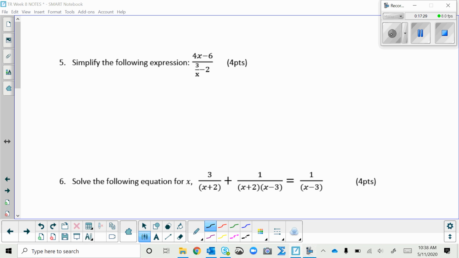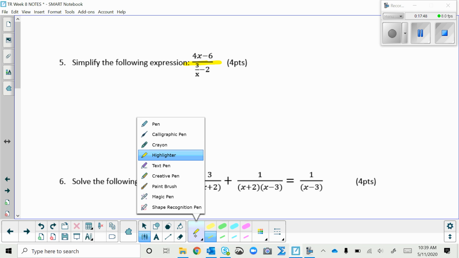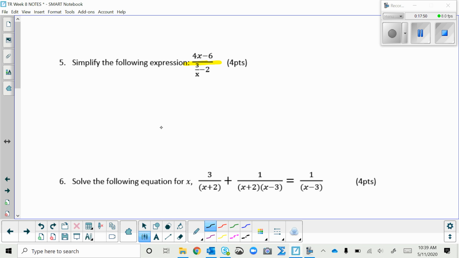All right, so this problem right here is another keep, change, flip. Can you figure out why it's keep, change, flip? Because of this division right here. Okay, it's a division problem, and it's an ugly one. The first thing we want to do is rewrite this division, and this division problem is vertical, right? Top to bottom. We want to rewrite it horizontally, left to right. So here's the first step.